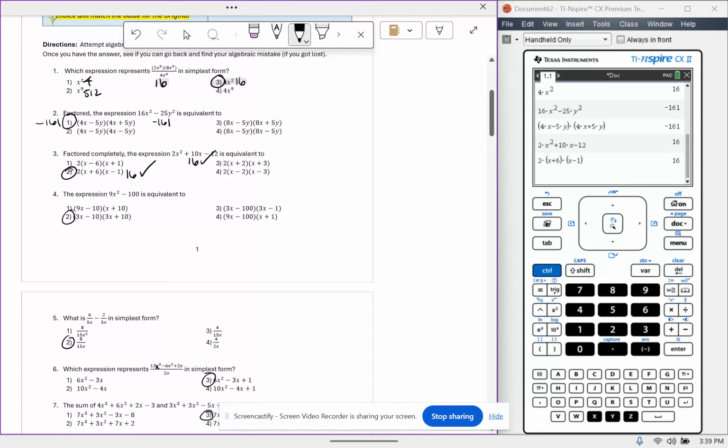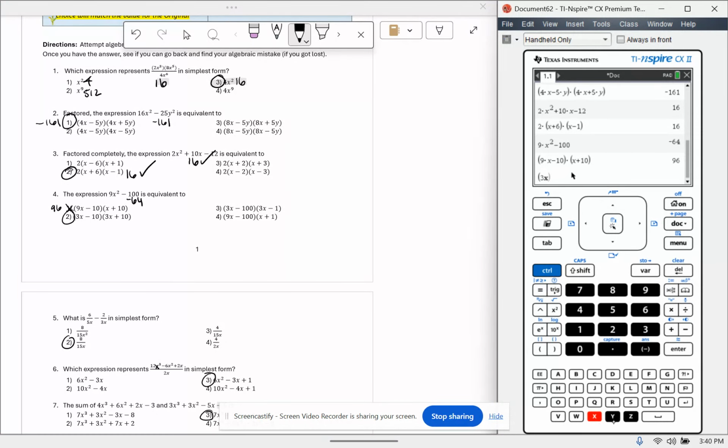The expression 9x squared minus 100 is equivalent to negative 64. So that means whichever answer choice I get which is equal to negative 64 is right. Let's just practice again what it looks like when the answer is wrong. Let's type in answer choice 1. That's going to be 9x minus 10 times x plus 10, excuse me. That's 96. That's not equal to negative 64, so that's not our answer.